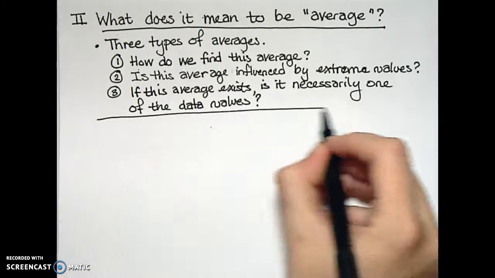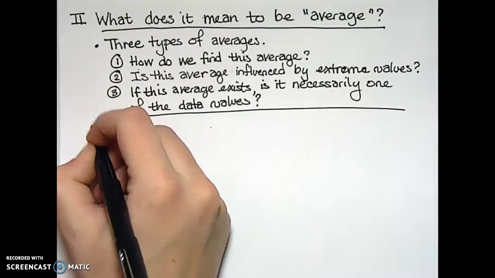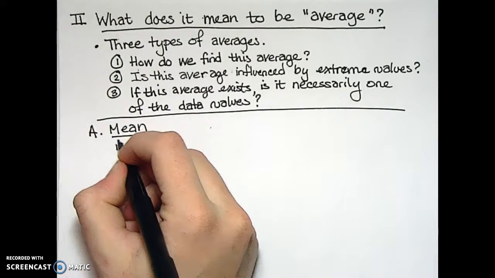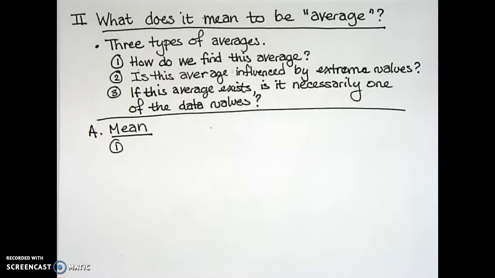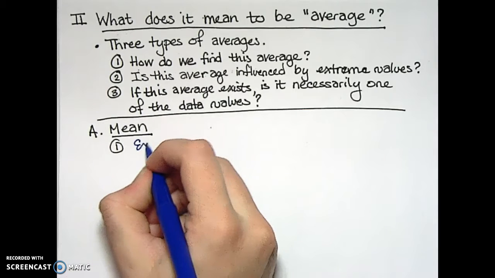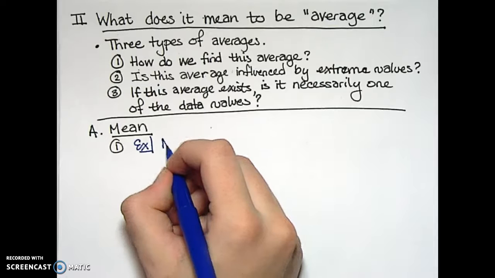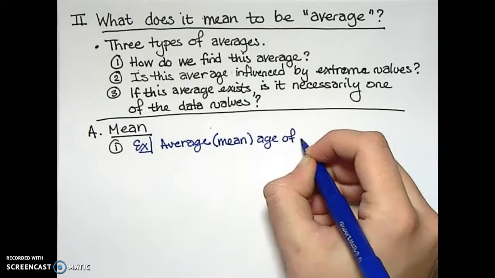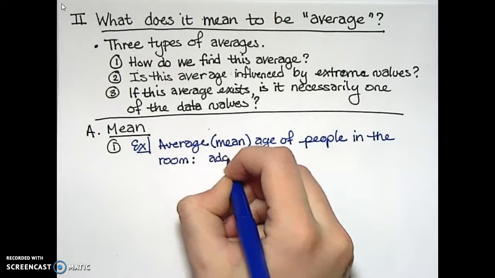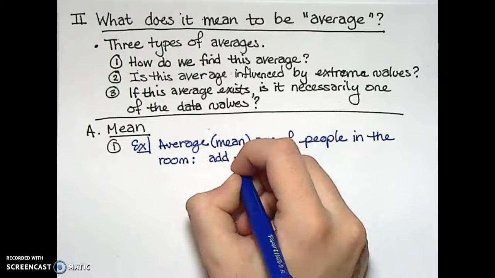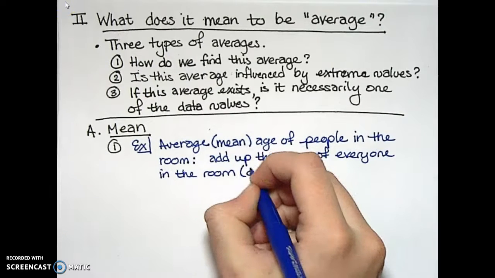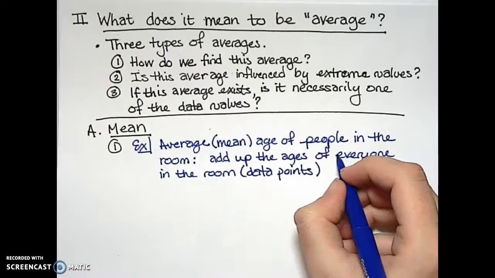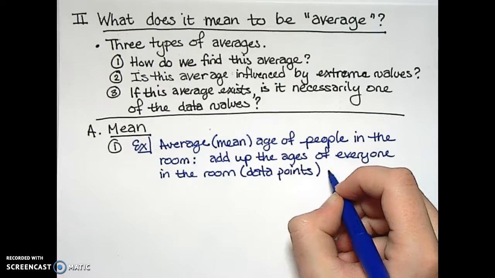The first average that we will discuss is one with which we are often familiar, and it's called the mean. So how do we find this average? How do we find the mean? Let's consider a few examples. If we wanted to find the average age of people in the room, we add up the ages of everyone in the room. These would be our data points. And then we divide by the number of people in the room.